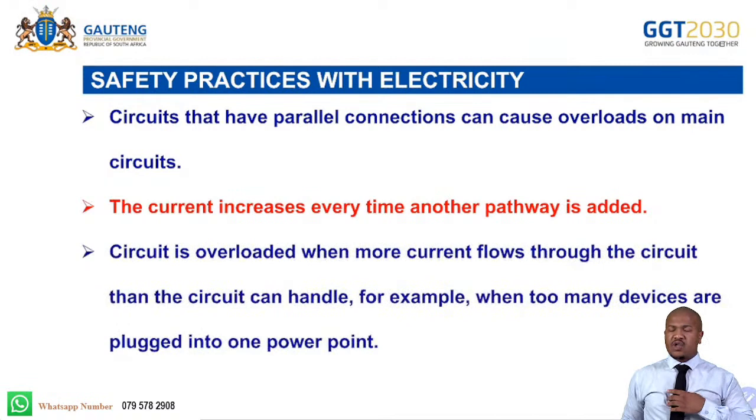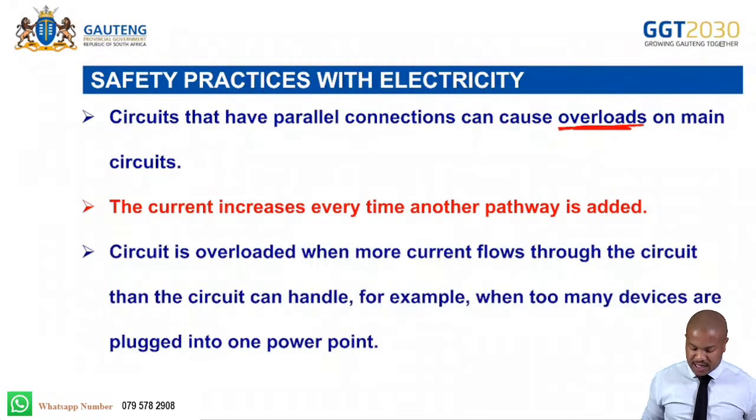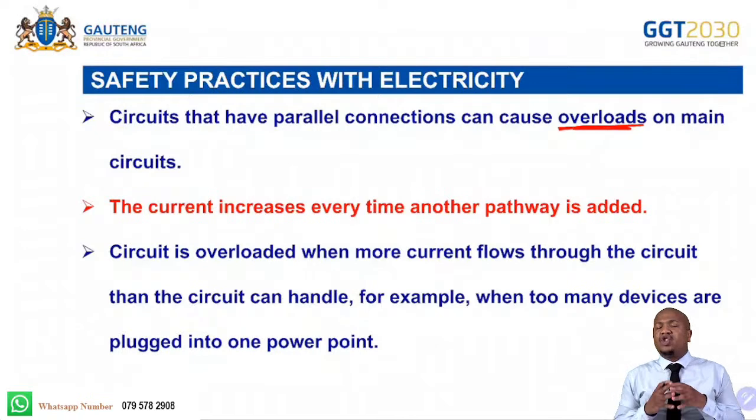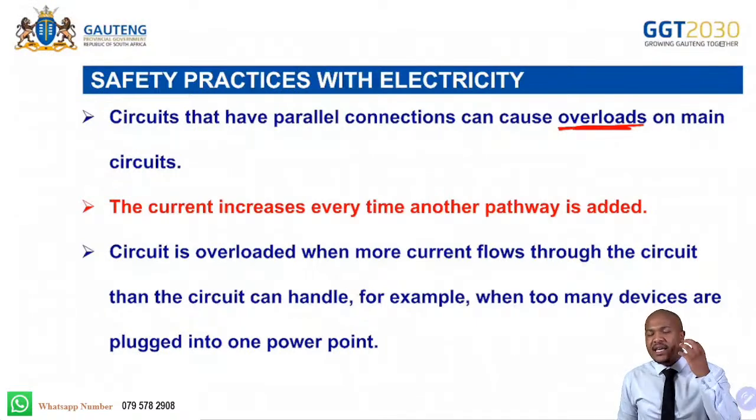Are we together? So what is this circuit overload that is caused by these parallel connections? It is when more current flows through the circuit than the circuit can handle. So when we have an overload, we have more current flowing in the circuit than what the circuit can handle. For example, when too many devices are plugged into one power point, they can cause an overload. It is more than what the power point can handle.